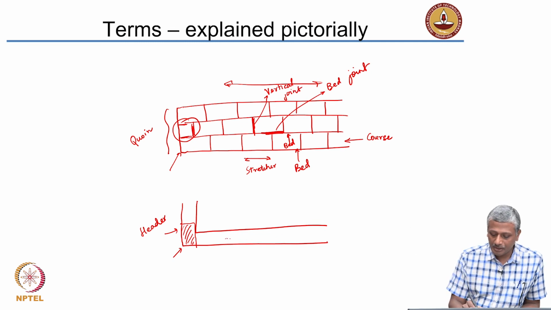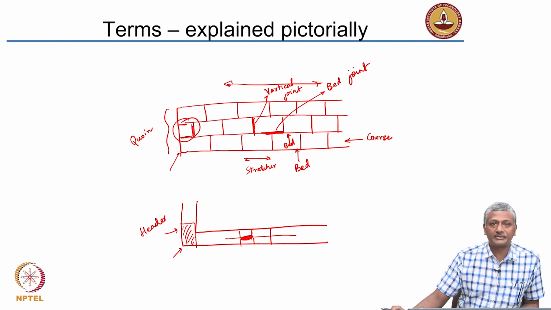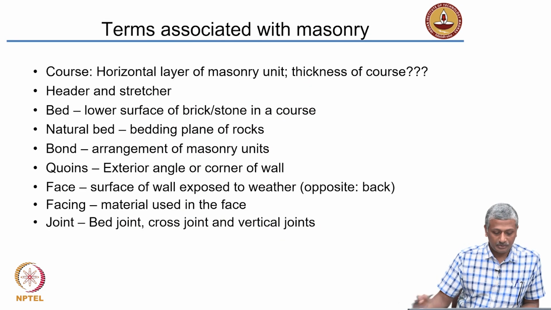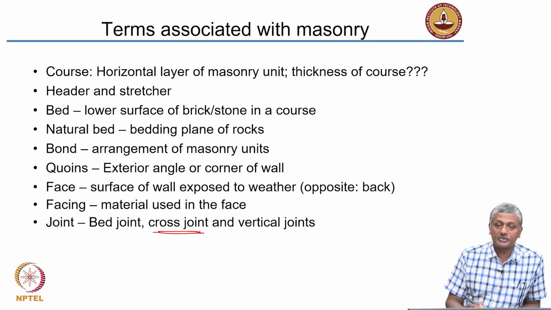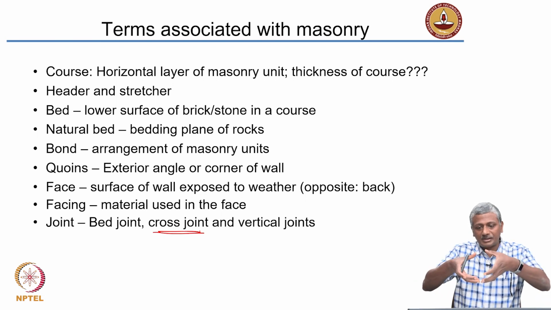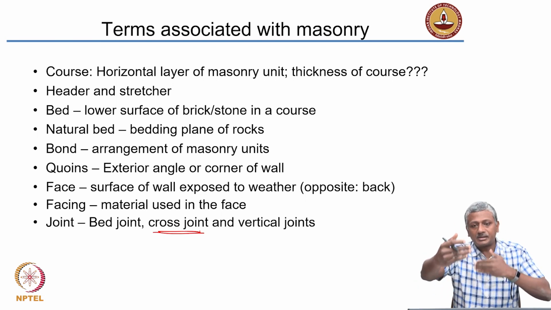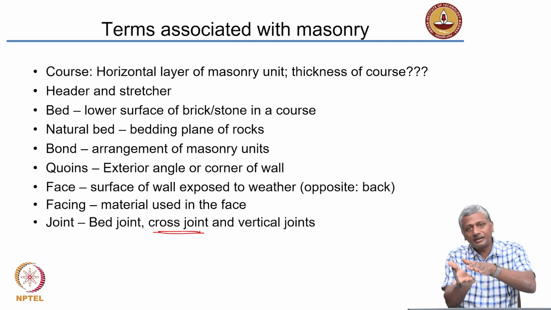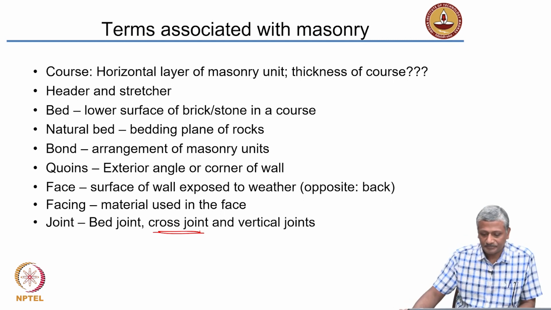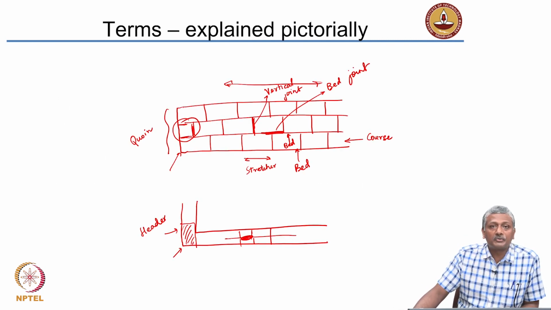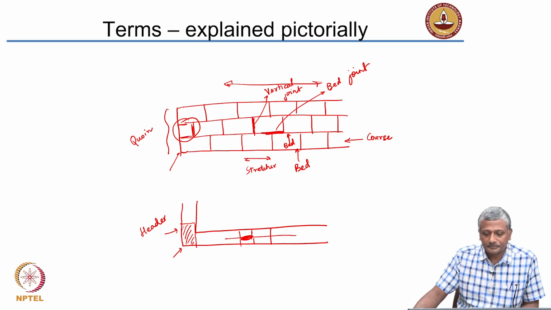And of course, if there are two layers of bricks in the wall, then apart from the vertical joints, you also have cross joints between the bricks. You have cross joints between two bricks. So, two bricks are stuck together like this, then along the length they are stuck together, that is the vertical joint, and then under the bricks is the bed joint. Okay. So, those are the different terms which are explained pictorially here.